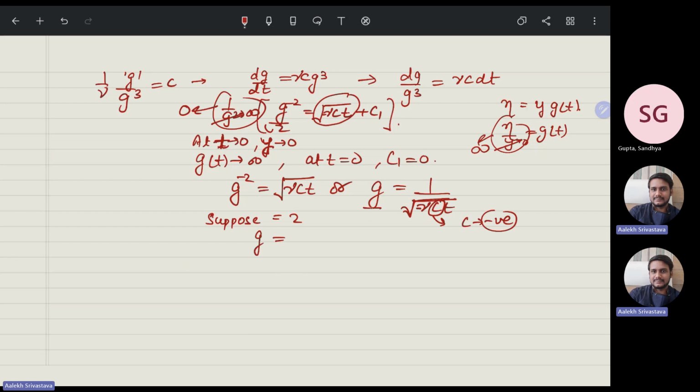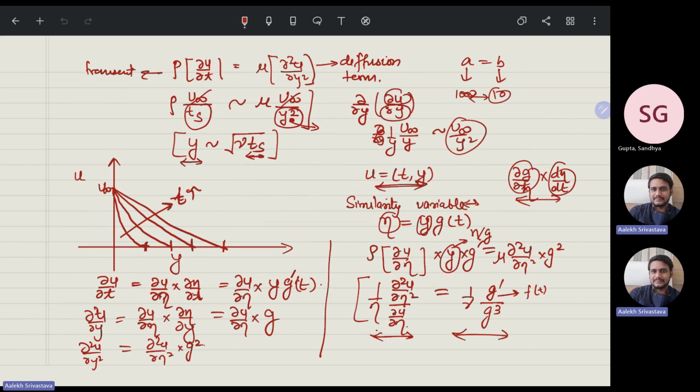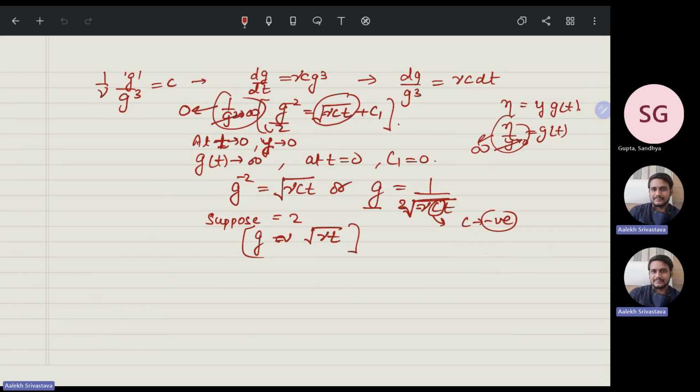So G is equal to, it will be 2 at the bottom, this 2 multiplies here, and G is the order of under root of mu t. Earlier you had seen that we obtained a y that is the order of mu into t from the order of magnitude analysis of the similarity variable. The same thing is coming here: G is the order of 1 by under root of t. That means as time progresses, this term will change.